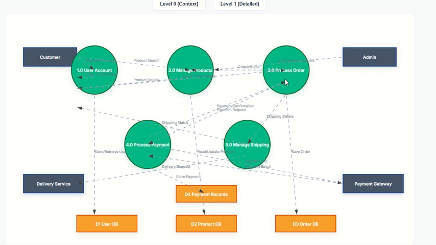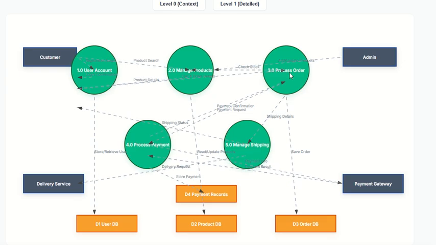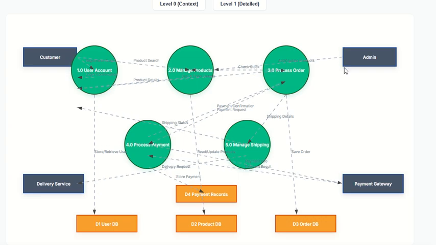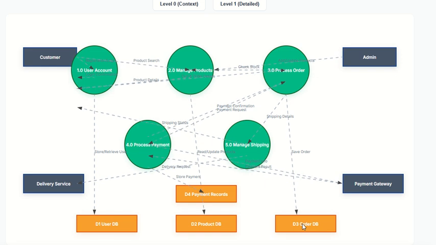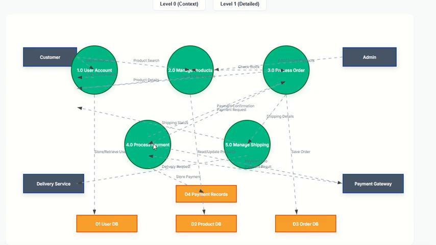Next is the process order. This process manages the customer's shopping cart, checkout, and order creation. So the data flow will be the customer sends cart items and order details. Then the process checks product availability by interacting with D2, the product database. Then the completed order is saved in the D3 order database. So once we are done with the order, it will be stored in the D3 order database. Then a payment request is forwarded to 4.0, process payment.